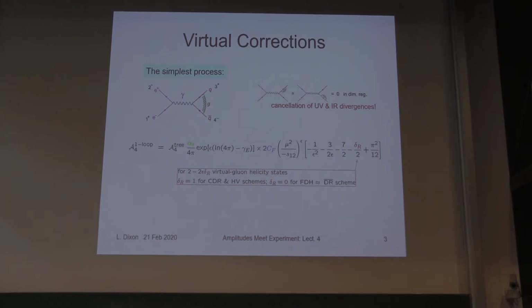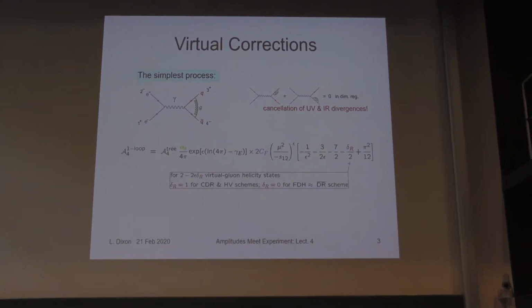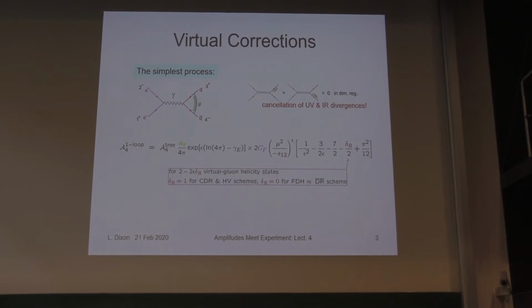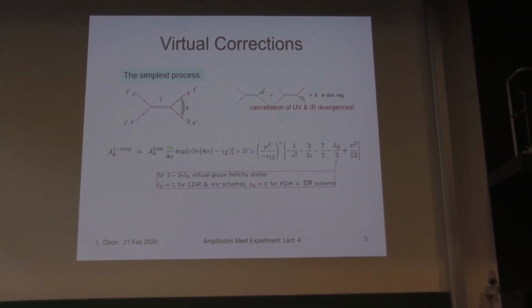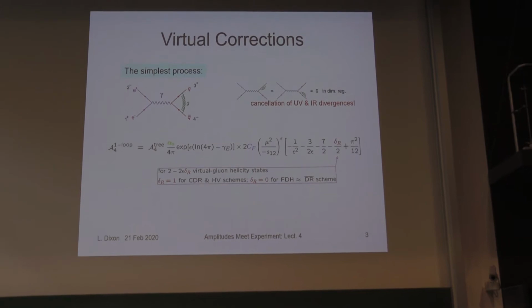You can consider a scheme where the number of degrees of freedom of virtual gluons is continued as you continue the number of dimensions from d minus, gluon being transverse might have d minus 2 degrees of freedom, where d is 4 minus epsilon. That corresponds to setting delta r equals 1. And that's called a conventional dimensional regularization scheme. And that was the most widely used scheme for a while in calculations.